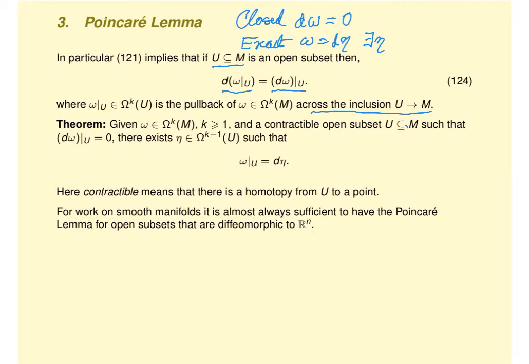So here's the statement of the Poincare Lemma. Given a k-form omega, where k is greater than or equal to 1, and a contractible open subset U of M, we'll come to that in a moment, if we've got that d omega on U is equal to 0, then there exists an eta, a k minus 1 form on U, such that the restriction of omega to U is d eta.